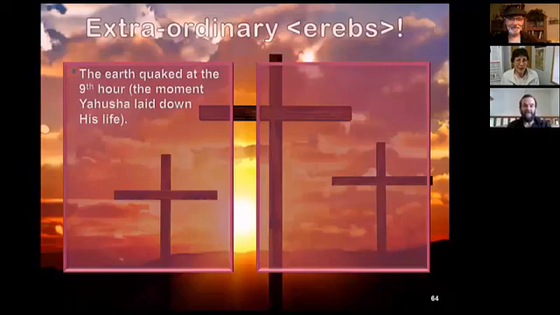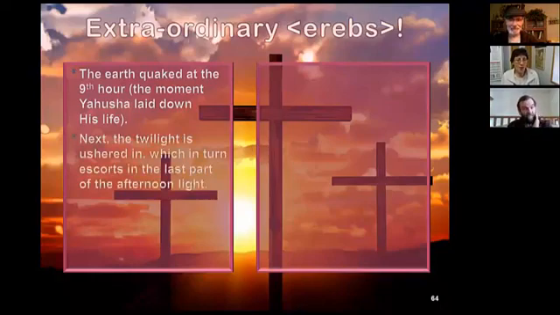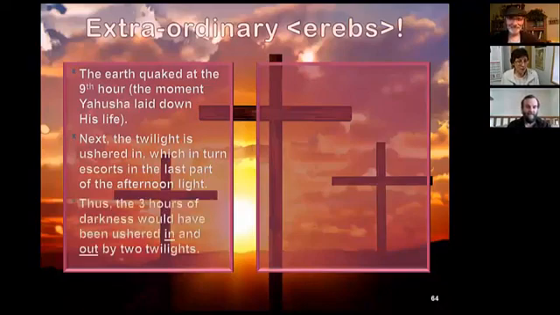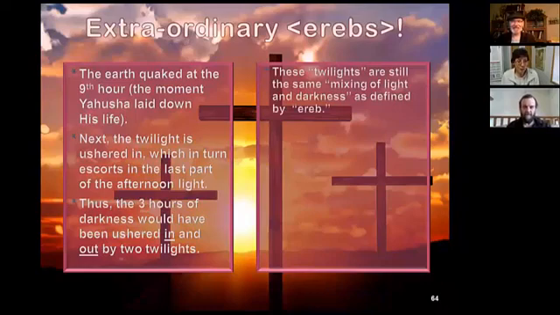Extraordinary Erebs. This was an extraordinary day. The earth quaked at the 9th hour. That was the moment that Yahusha laid down his life. And next, the twilight is ushered in, which in turn escorts in the last part of the afternoon light. And so you have 3 hours of darkness that would have been ushered in and out by 2 twilights, because Yahuwah cannot break his covenant of the day.